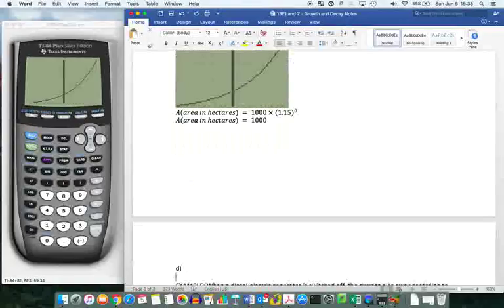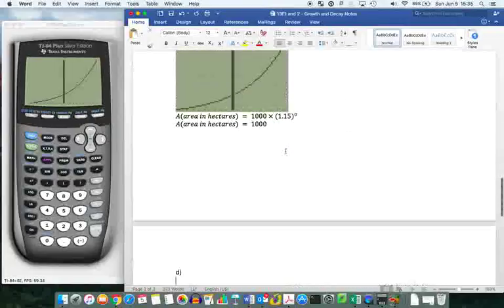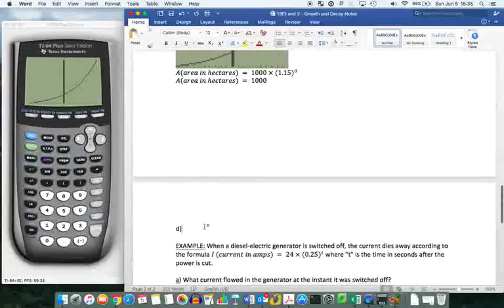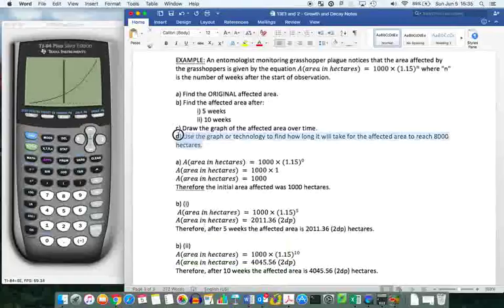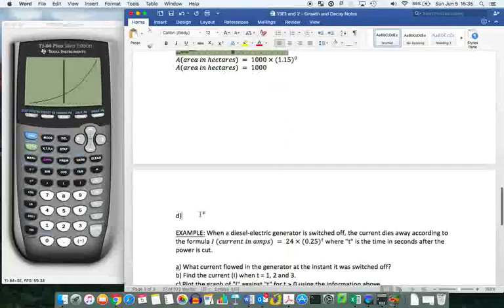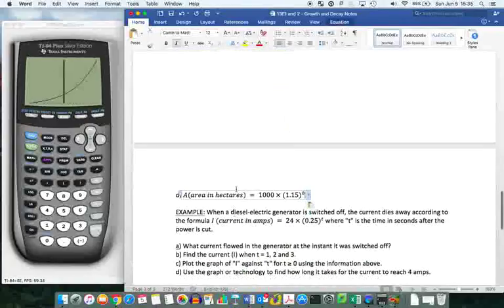D. Yes, this formatting is garbage. So what that's saying for question D, use the graph technology to find how long it will take for the affected area to reach 8,000 hectares. So this time, we know we're interested in it being 8,000. We just want to know what x is going to be at that point.